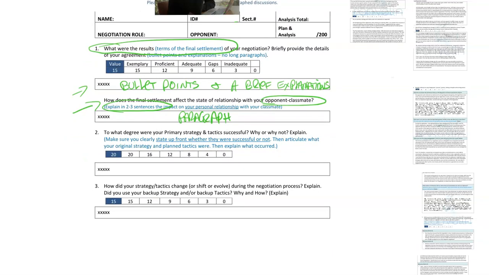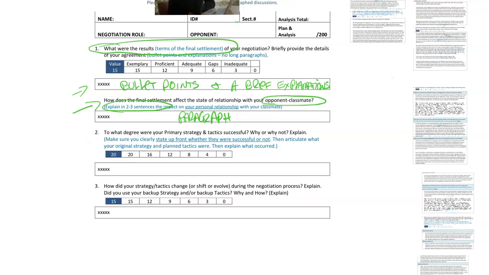Next question, we're going to move this up a little bit. This question is one of the 3 most valuable from a mark point of view. And so here we're asking, to what degree were your primary strategy and tactics successful? So in your plan, you're going to have your primary strategy and your 2 primary tactics. And you're going to answer this question, first of all, to what degree were they successful? Almost all negotiations, you're going to have some variation. So if it worked perfectly, that's going to be rare. Most of the time, it's not going to be 100%. So we want you to comment on that. We want you to explain why or why not.